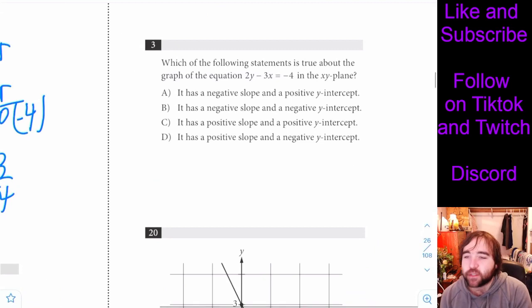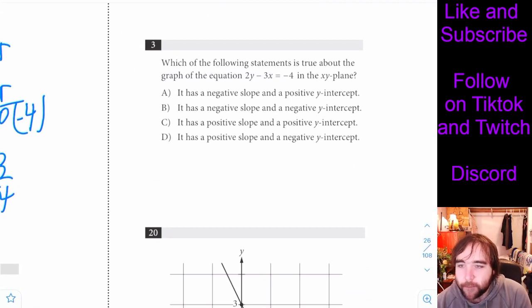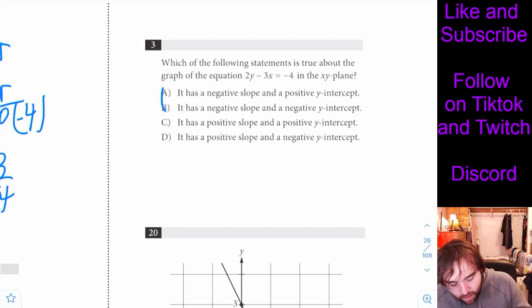All right, which of the following systems is true about the graph 2y minus 3x equals negative 4? Negative slopes. So they're talking about slopes and y-intercepts. So let's try to do it without doing anything. To get the slope and the y-intercept, we've got to get the y by itself. So I would add the 3x to both sides to make it positive, and then divide by 2. So the slope is going to be positive. But then, see, the y-intercept is already a negative 4.